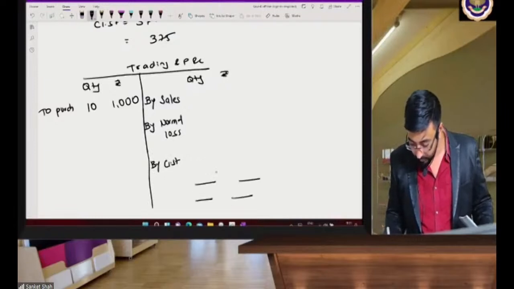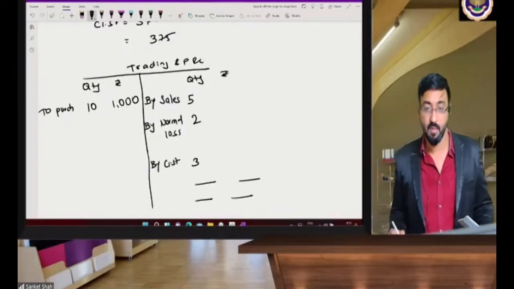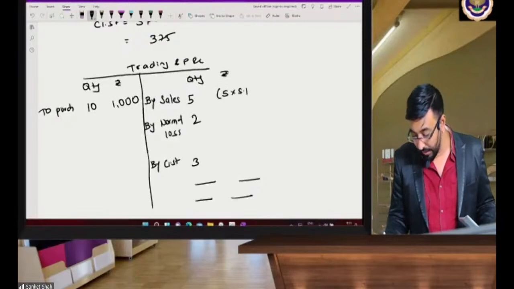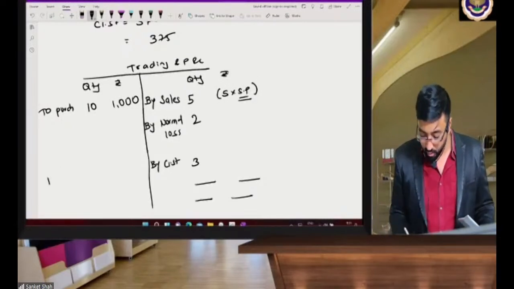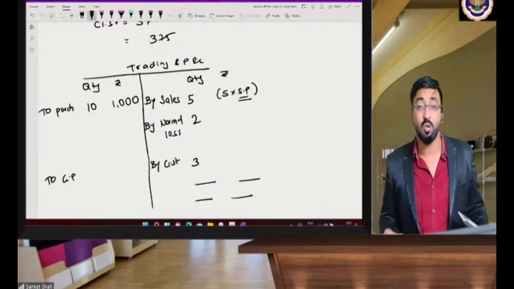See, I was left with 3 pens. Normal loss is 2 pens, so I sold 5 pens. So this is 5 pens into selling price, and on selling price you are going to receive the GP. GP is always on sales.